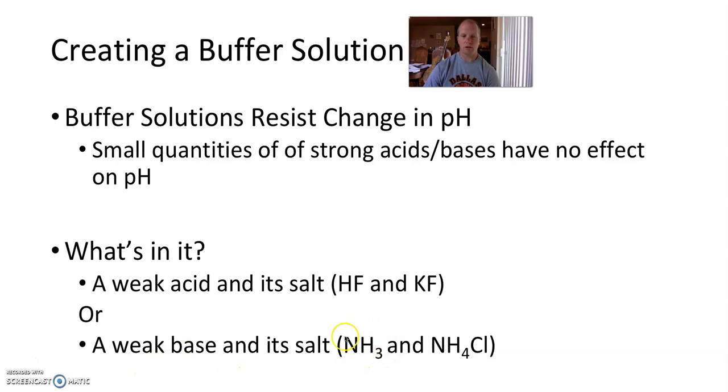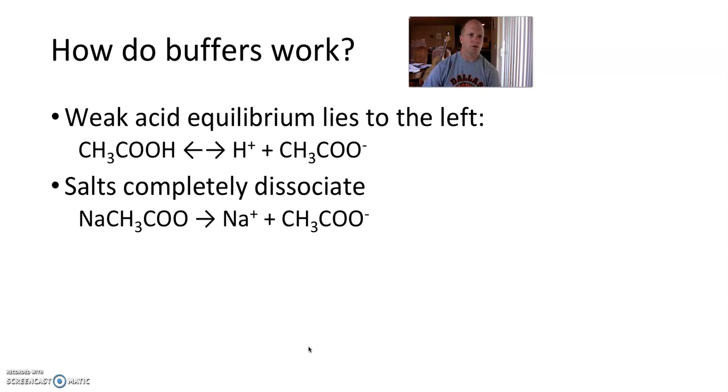For example, we could use ammonia and ammonium chloride, right? So either way, and why is that? Well, let's explore that real quick. How do buffers work?